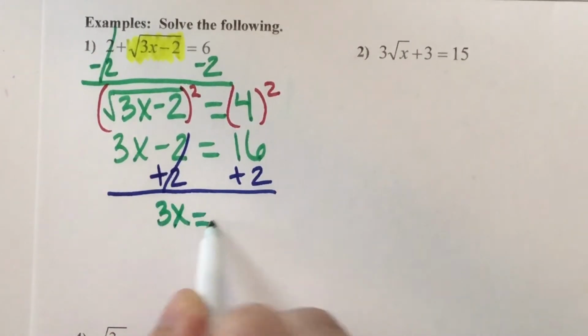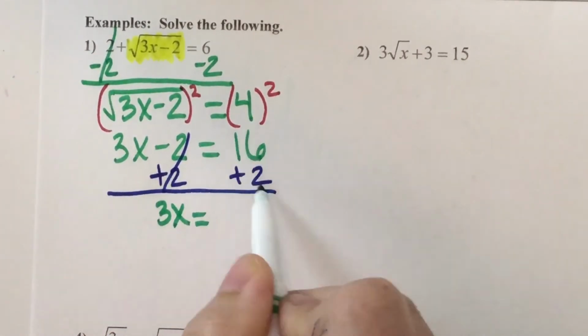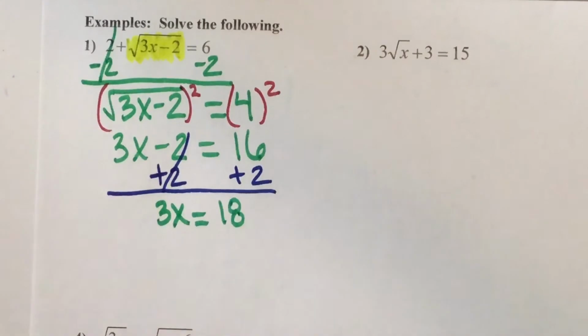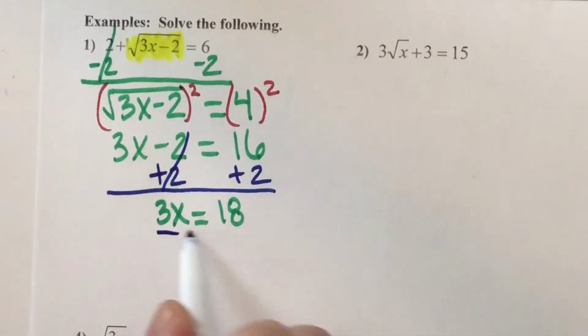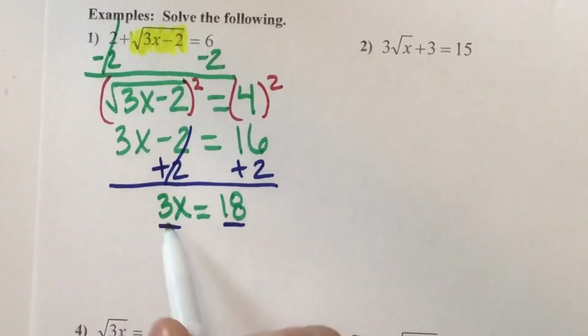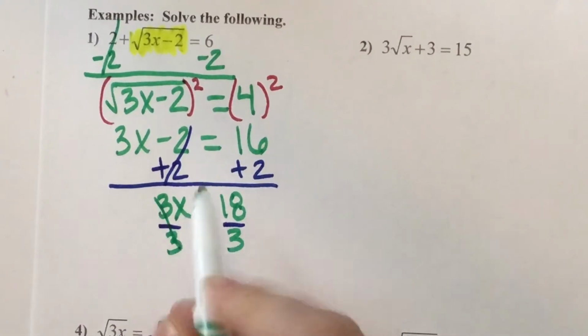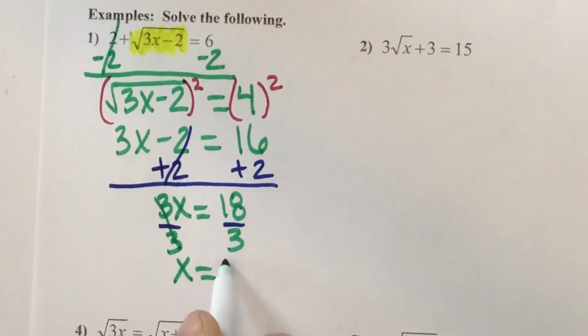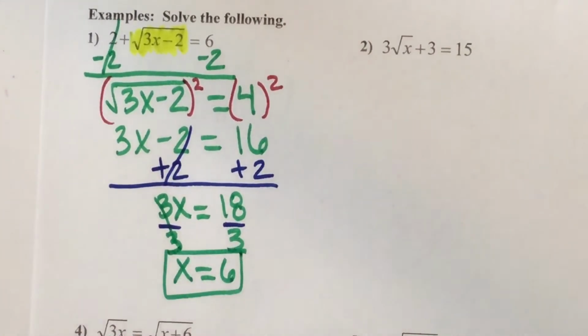And then what's 16 plus 2? 18. And then how do you get rid of the 3? You divide. So we divide both sides by 3, and then x equals 6. And that's my answer. So that's how all of these problems are going to kind of go down today. There's one that's a little bit different looking, but it's basically the same.